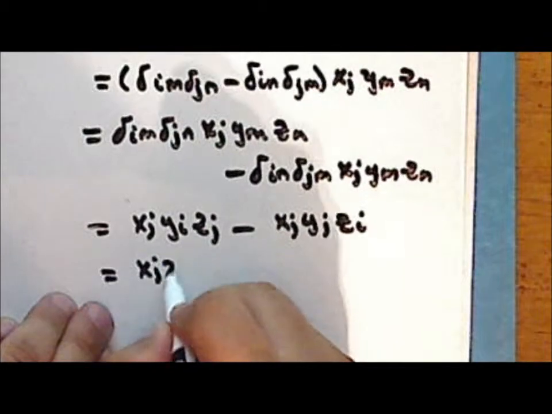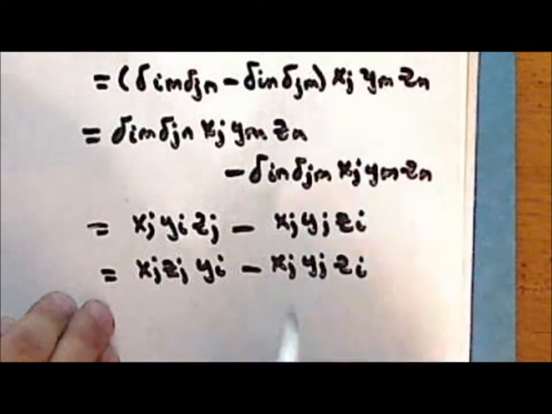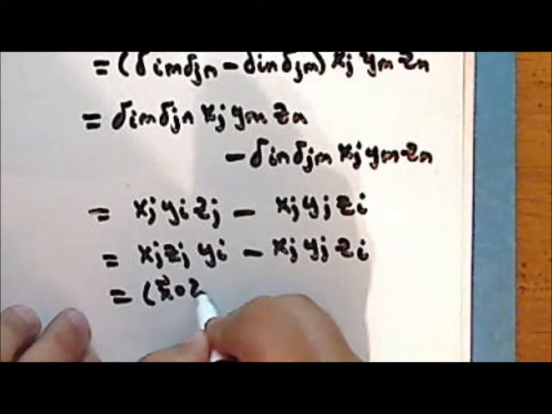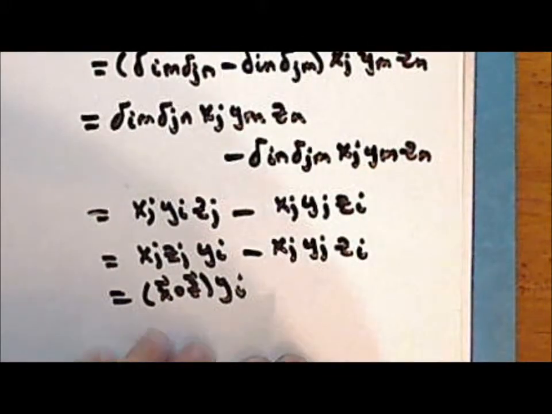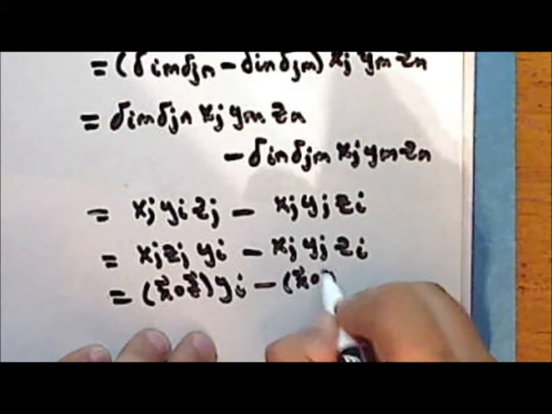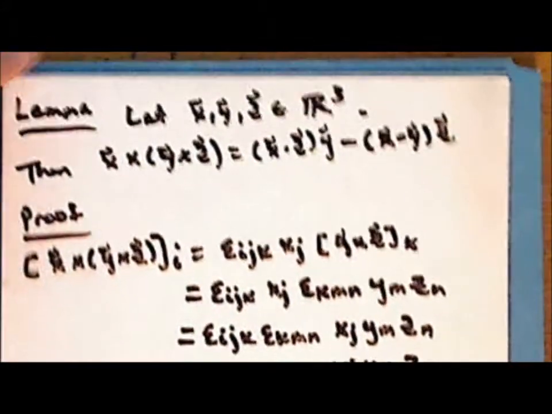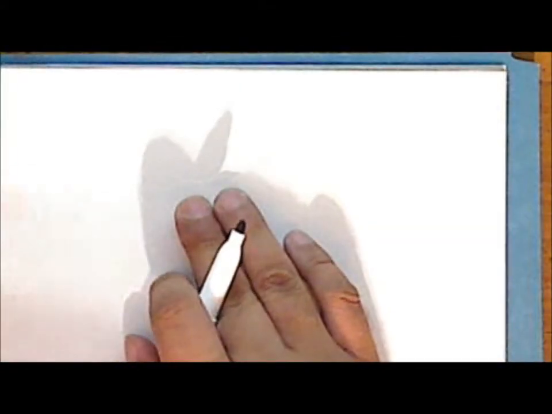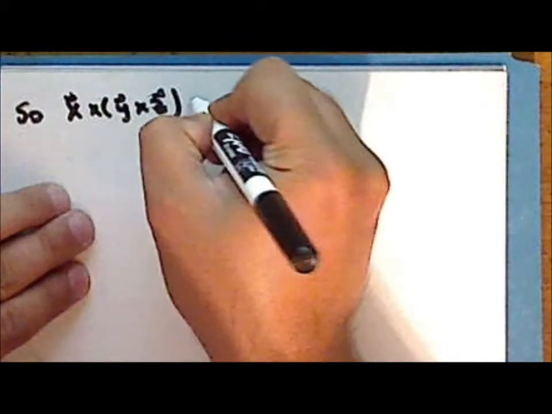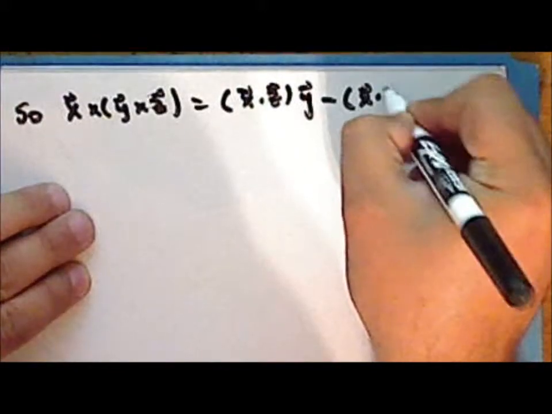And so we have x sub j times z sub j times y sub i minus x sub j times y sub j times z sub i. The product x sub j times z sub j is the scalar x dot z times the ith component of the vector y, minus the product x sub j times y sub j, which is the scalar x dot y times the ith component of the vector z. And so we have that the product x cross the quantity y cross z is equal to the scalar x dot z times the vector y minus the scalar x dot y times the vector z.